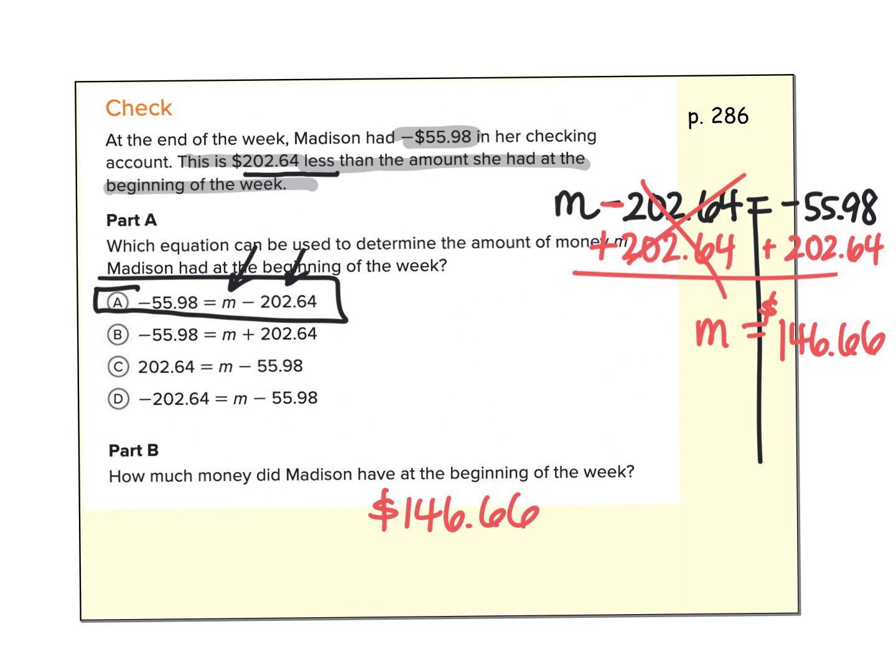Now let's see if that actually makes sense if we kind of did a check. So she started with that much, and now she ends up with $55.98, and it looks like she spent $202.64. That would kind of make sense.